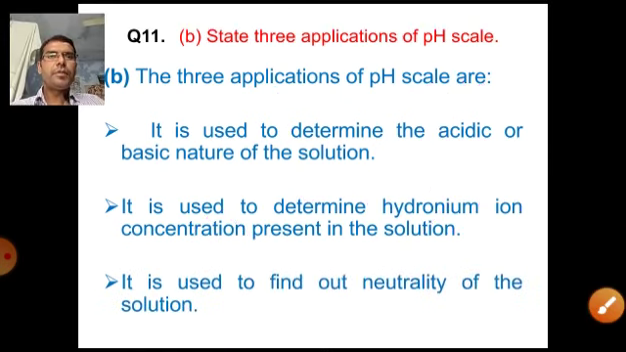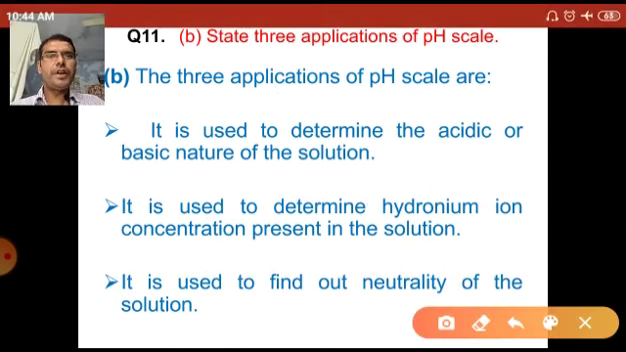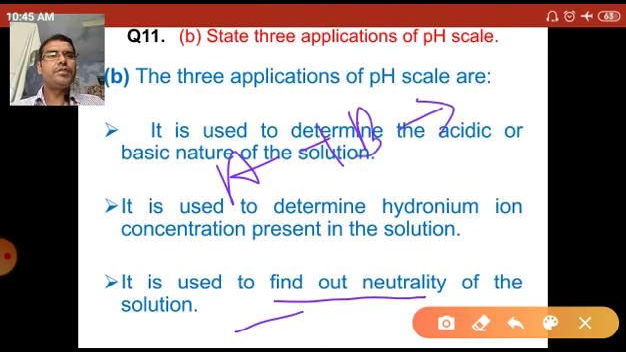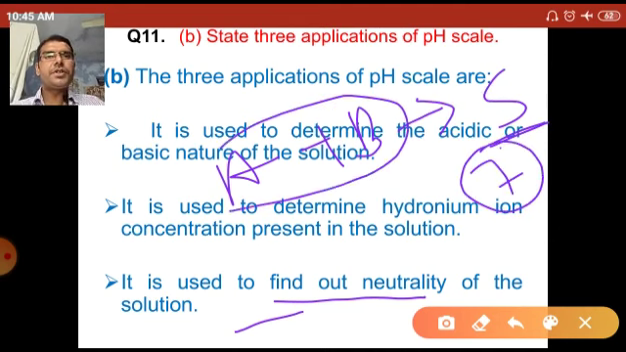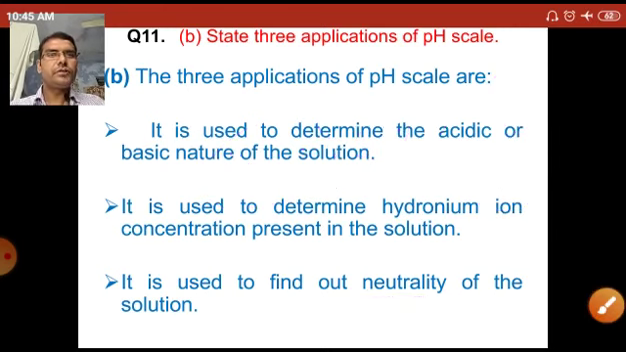Now the third application, it is used to find out the neutrality of solutions. When acid and base react and produce a salt, and the pH value of the salt is 7, that means the acid and base neutralize each other. So these are the applications of the pH scale.